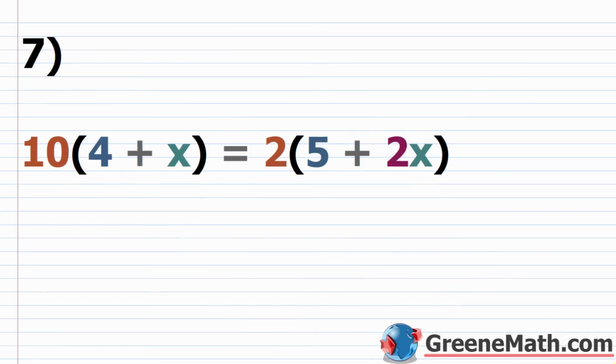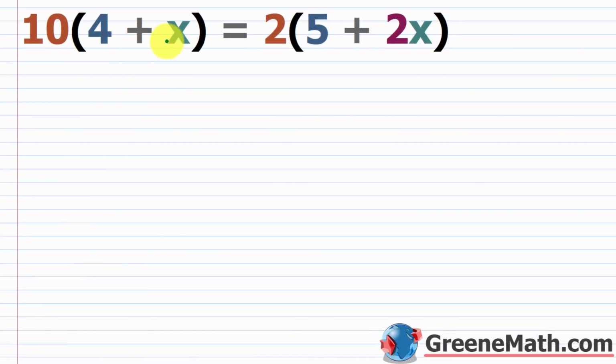Okay, let's look at problem number 7. So we have 10 times the quantity 4 plus x is equal to 2 times the quantity 5 plus 2x. All right, so we would have 10 times 4, which is 40, and then plus 10 times x, which is 10x. This equals 2 times 5, which is 10, then plus 2 times 2x is 4x. Okay, so each side is simplified as much as possible.